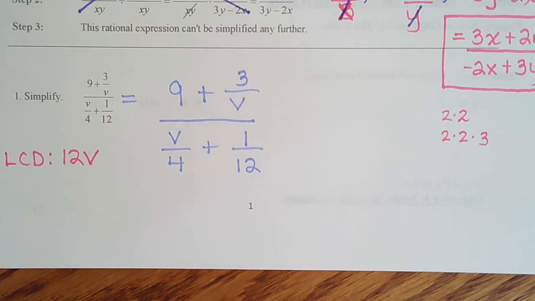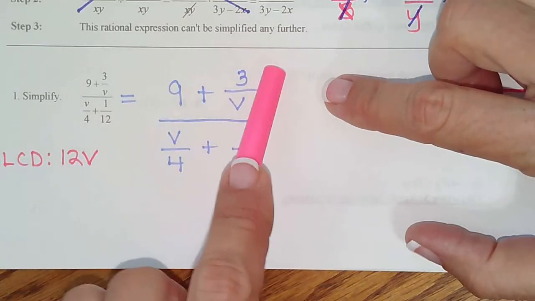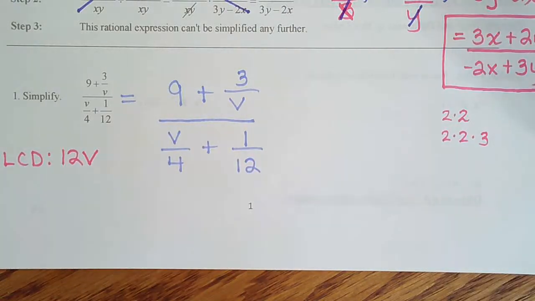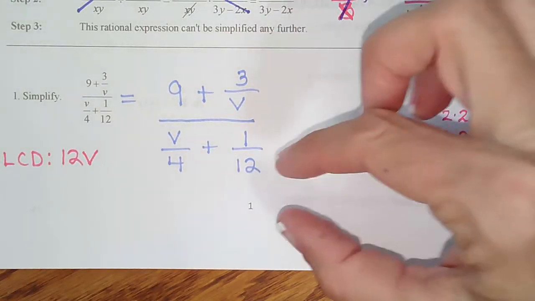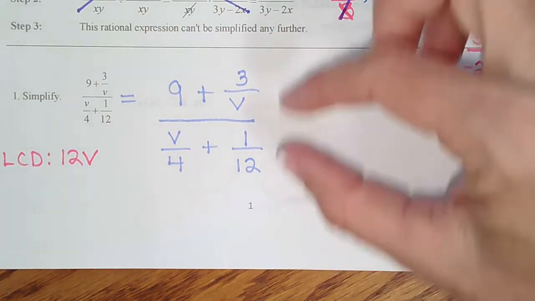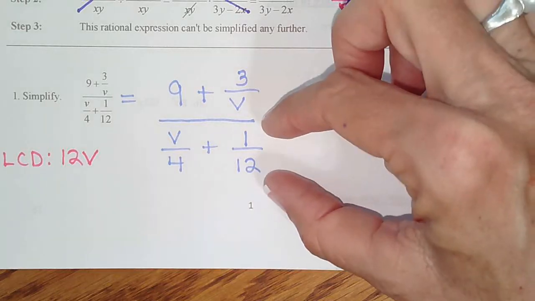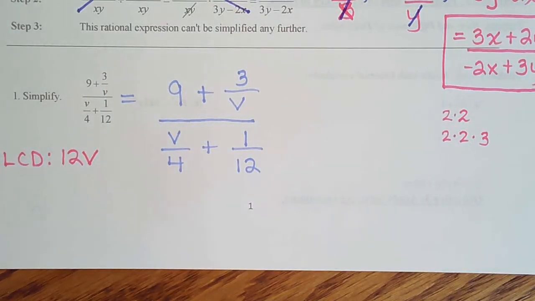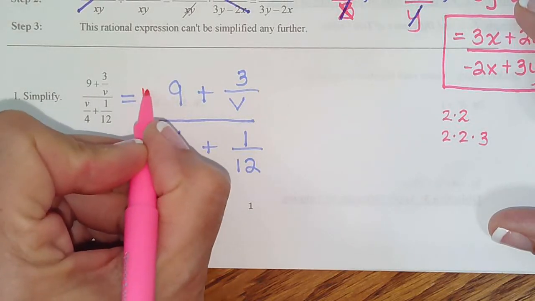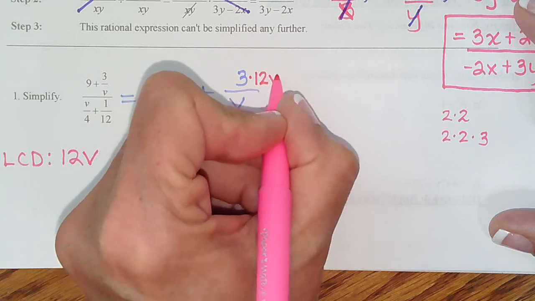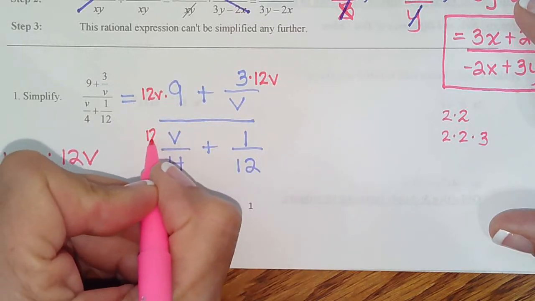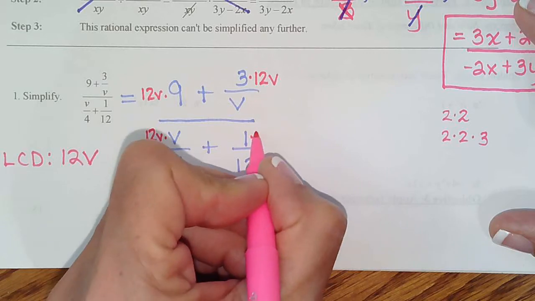And I've seen some students incorrectly do this on the test. They multiply these by v and these by 12. You can never do that. Whatever you do to the top of a fraction, you have to do the same thing to the bottom. So don't multiply the top by v and the bottom by 12. It has to be one LCD for the entire problem. So multiply by 12v, multiply by 12v, multiply by 12v, multiply by 12v.